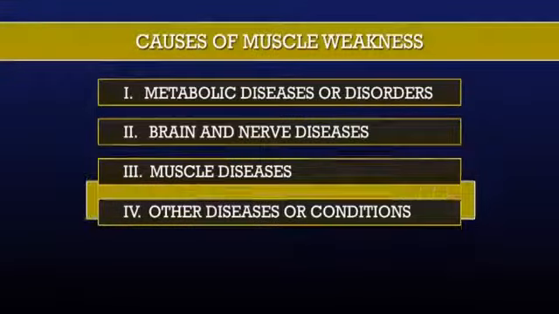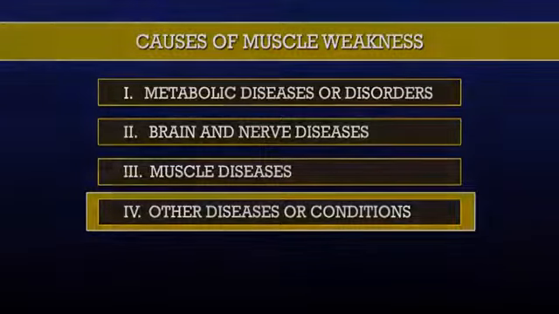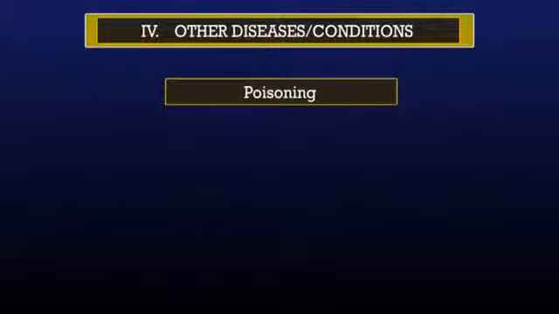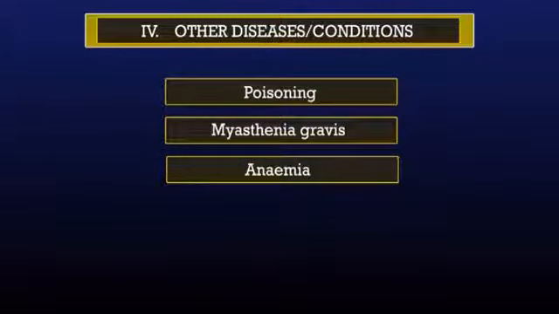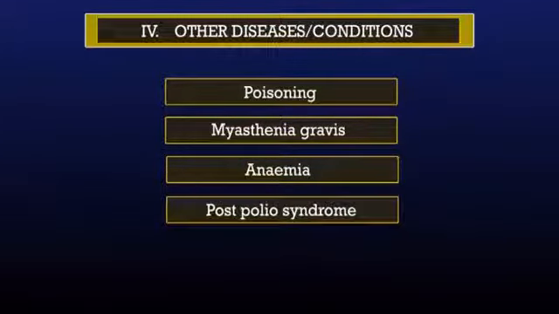And the next one is other diseases and conditions. The first one we have is poisoning, second one myasthenia gravis, third one anemia, and the fourth one is post-polio syndrome.